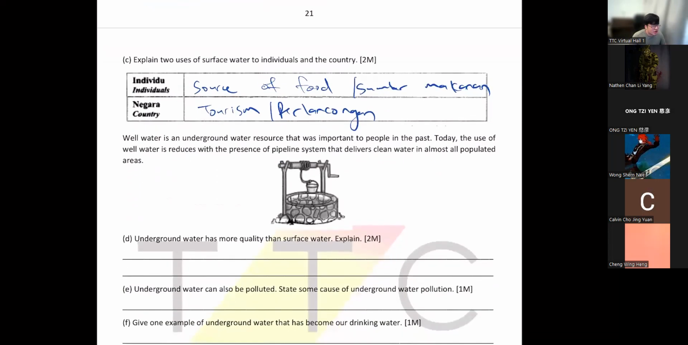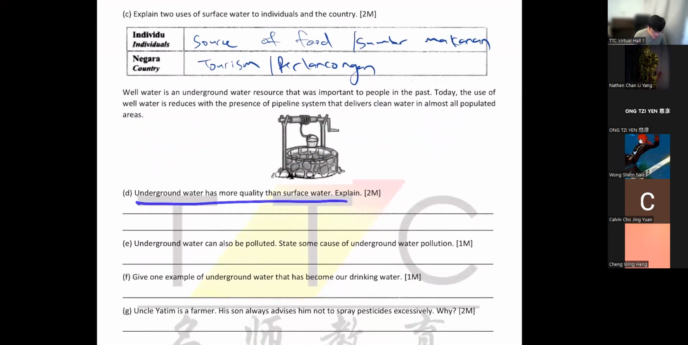All right. So well water is your groundwater. Oh, hey, my grandma's house used to have this. Wow, that's old. Right. So important in the past, the use of well water reduces with the presence of pipelines that deliver clean water to almost all populated areas. So underground water has more quality than surface water.